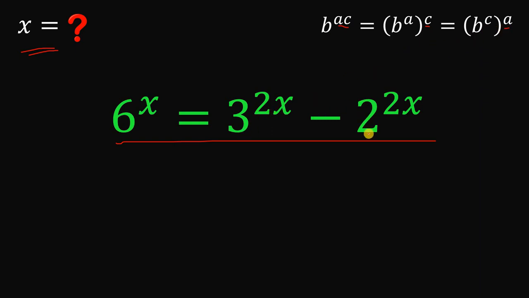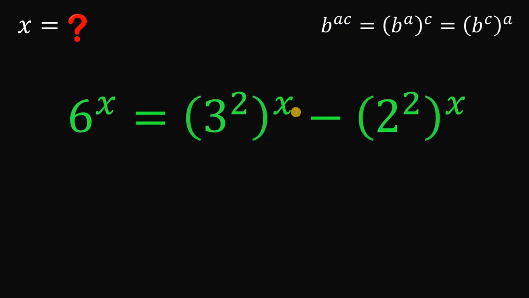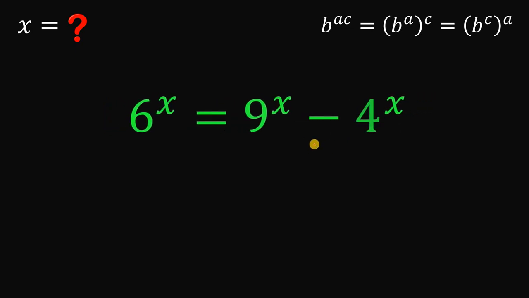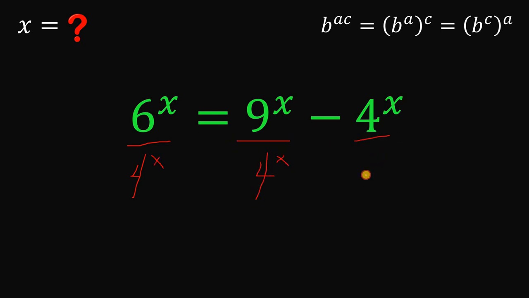Therefore, 3 raised to 2x and 2 raised to 2x can be written as follows. So we have 3 raised to 2 raised to x minus 2 raised to 2 raised to the power of x. And also take note that 3 squared is 9 and 2 squared is 4. And now, what we're going to do here is to divide all of these terms by 4 raised to x. Now, if we divide all of these terms by 4 raised to x, take note that the last term, which is 4 raised to x, becomes 1, because 4 raised to x over 4 raised to x becomes 1.